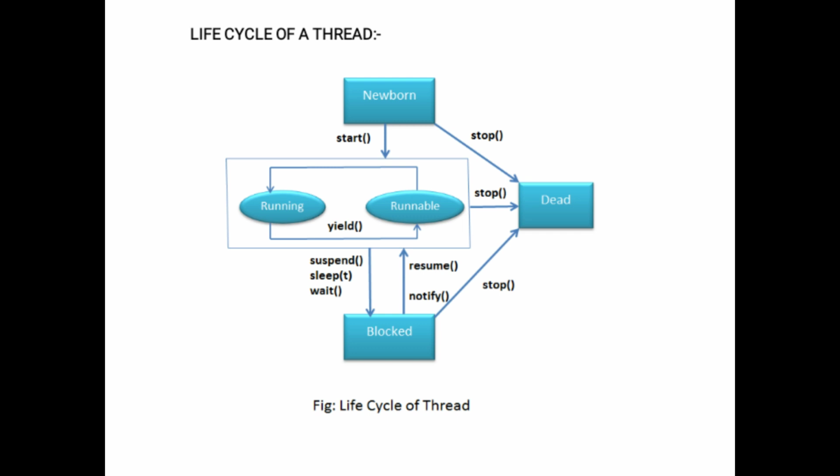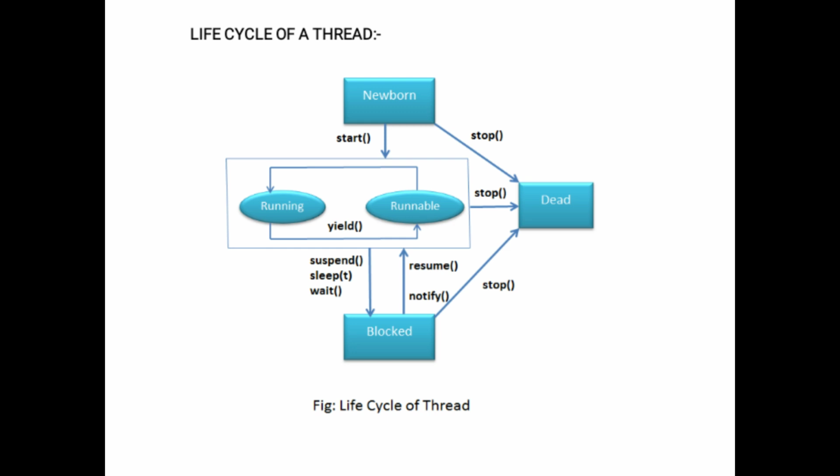Next is the running state. As the name says, running, it means that the processor has given its time to the thread for its execution. The thread runs until it relinquishes control on its own or it is preempted by a higher priority thread. There are two conditions in which a running thread may relinquish its control. One is that it has been suspended using the suspend method, and the other is that it has been made to sleep by using the sleep method.